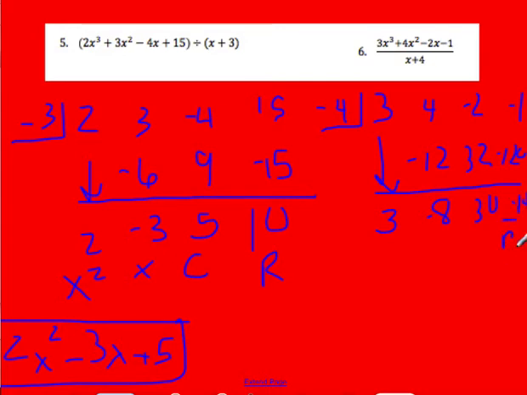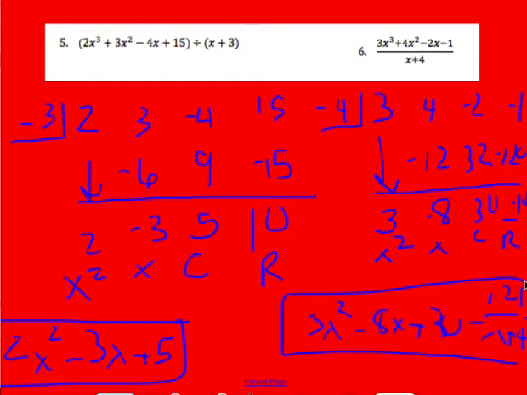So that's my remainder, my constant, my x, and my x squared. So 3 goes with my x squared, so I have 3x squared. Negative 8 goes with my x, so I have negative 8x. And then 30 is my constant. Then for my remainder, it's negative, so I'm subtracting off my remainder. My remainder is 121, so I'm taking that number and dividing it by x plus 4. So this right here is my final answer for number 6.